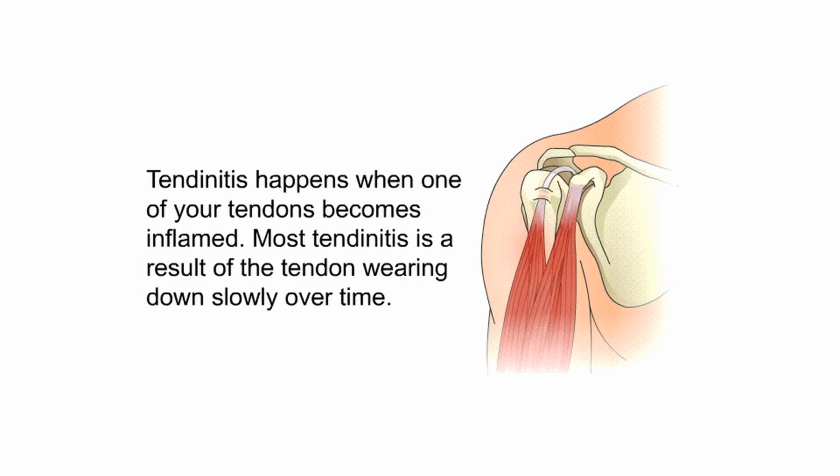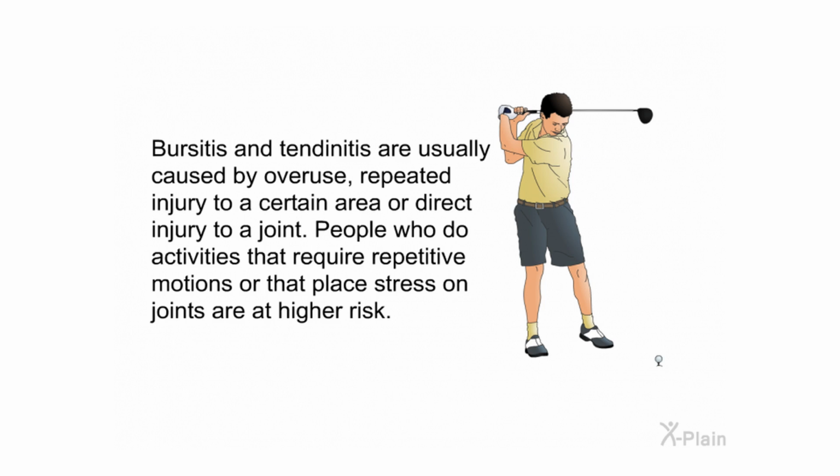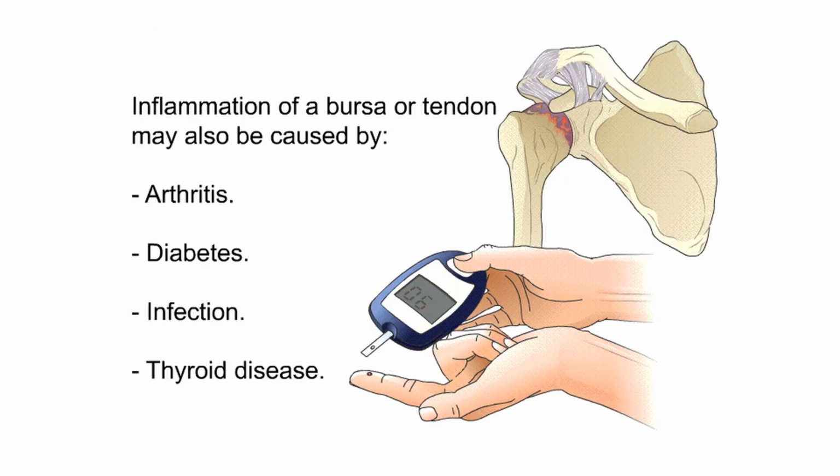Tendinitis happens when one of your tendons becomes inflamed. Most tendinitis is a result of the tendon wearing down slowly over time. Bursitis and tendinitis are usually caused by overuse, repeated injury to a certain area, or direct injury to a joint. People who do activities that require repetitive motions or that place stress on joints are at higher risk. Inflammation of a bursa or tendon may also be caused by arthritis, diabetes, infection, or thyroid disease.